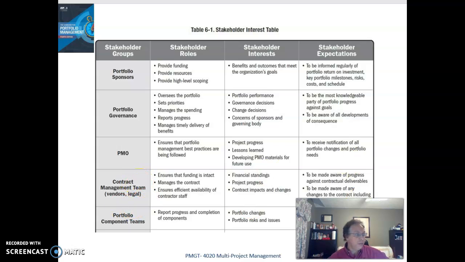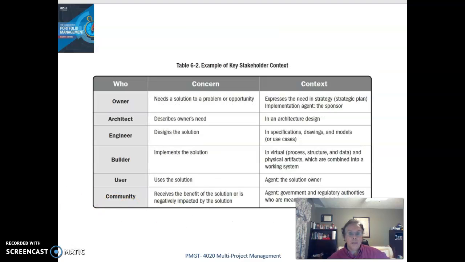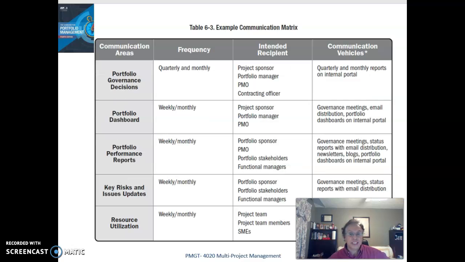Table 6-2 on page 69 shows an example of key stakeholder context used to identify the key concerns or perspectives of stakeholders. This is a handy tool to have available during your portfolio. Table 6-3 on page 73 is an example communication matrix, which is foundational to building the communication management plan. This is very similar to the communication plan used at the project or program level.